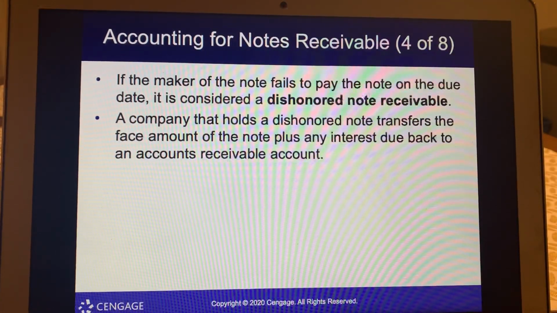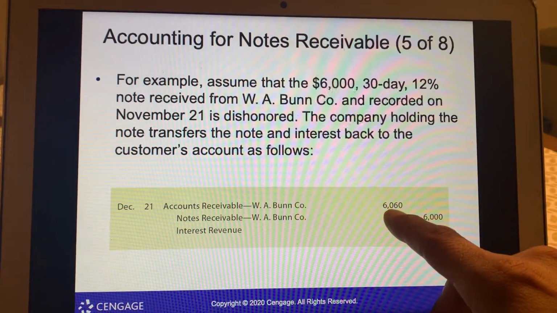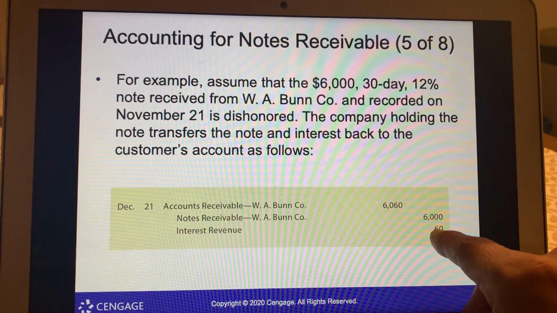So they plus interest. Okay, so here's what happens. So they went past the date. So $6,000, 30-day, 12% note. So it goes back into account receivable, $6,060, note receivable, $6,000. So what we did is we took it out, but we put it back in there. We still put our interest revenue. Okay, we still got that.